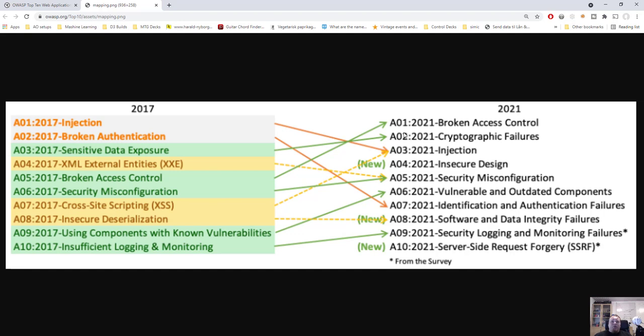So that's the new list. What do you think about it? I would suggest leaving a comment below. What do you think about the new list? Do you agree with the 2021 list? Did you like the 2017 list more as opposed to the 2021 list? And what would you suggest changed, if so?